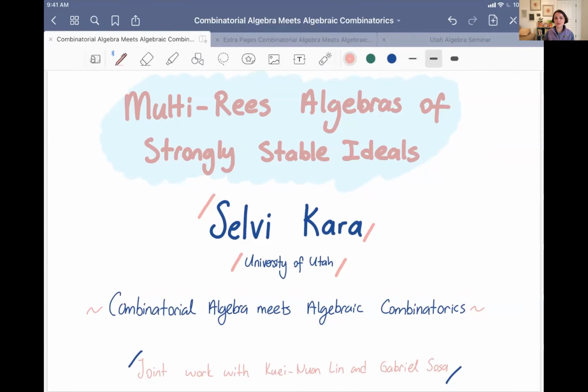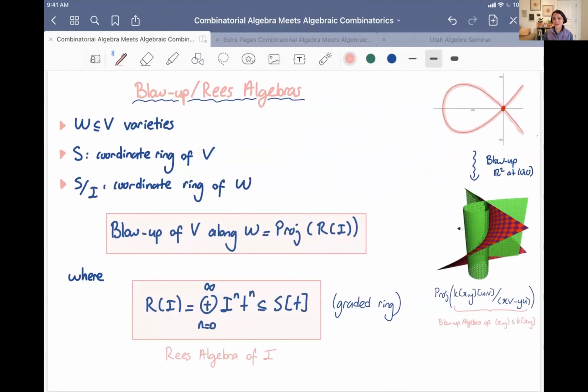And I'll first start with where these kinds of algebras start to appear. So in the process of blowing up, we actually see Rees algebras appearing. Let's say we have a variety V and a subvariety W, and let's consider the coordinate ring of V and then the coordinate ring of that subvariety W. When you blow up V along W, what you obtain is the Proj of this graded ring, R of I. This ring is called the Rees algebra, and it's defined as a direct sum of powers of this ideal I. We have this variable T to keep track of the grading at each step.